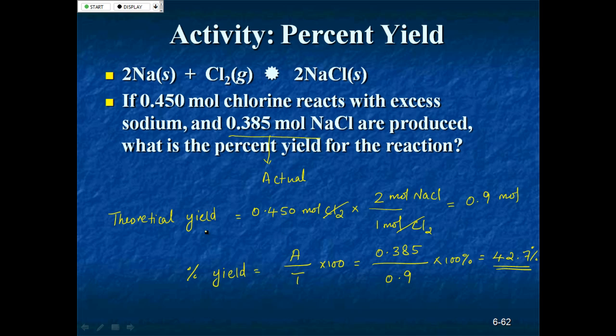So again guys, the theoretical yield is calculated from the limiting reactant. So the amount of limiting reactant, multiply that by the mole ratio of the product and the limiting reactant. So you will get the theoretical yield. Then percent yield is actual over theoretical multiplied by 100.